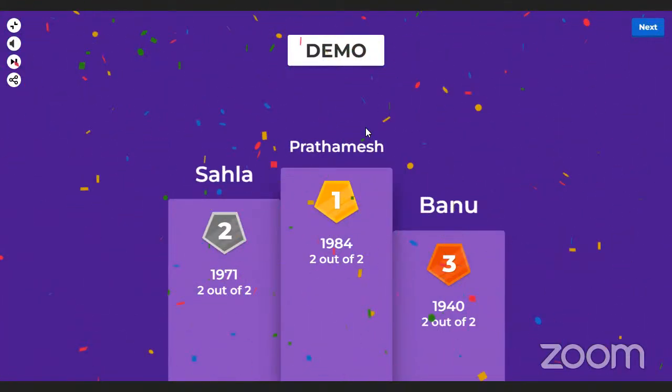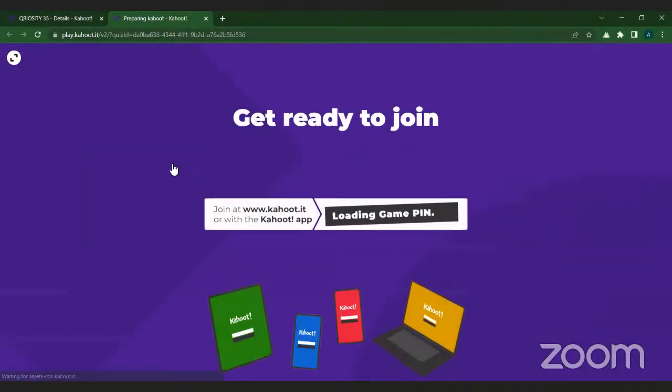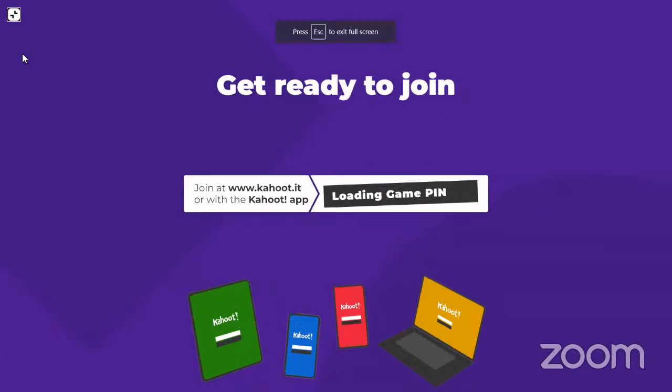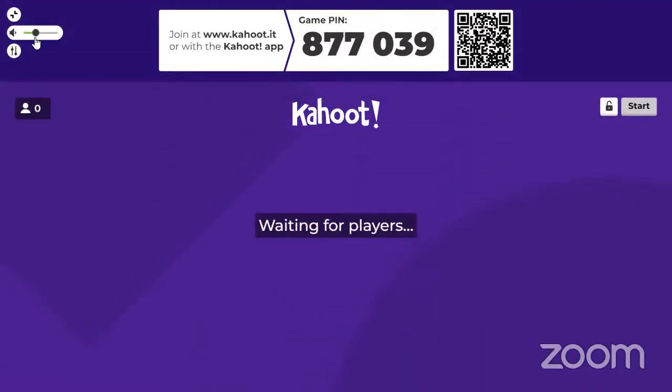Now we are moving on to a real quiz. A new game pin will be generated. You can see that a new game pin is going to get generated. Again, you have to repeat the same process. You just enter this game pin and enter the quiz. The game pin is 877039. That is the game pin. Again, you have to enter the game pin and enter the quiz.